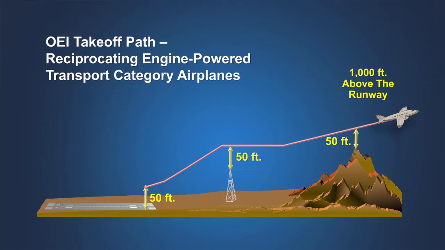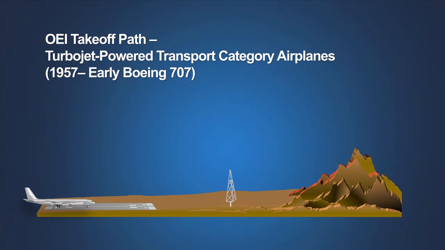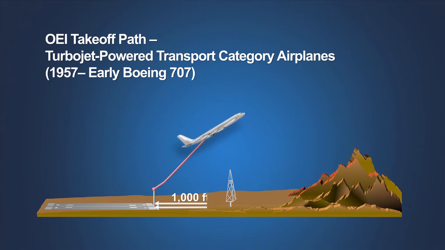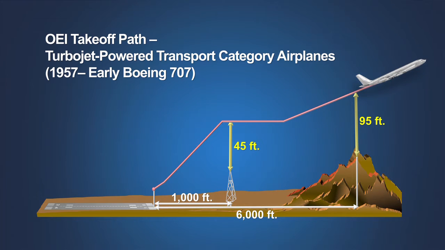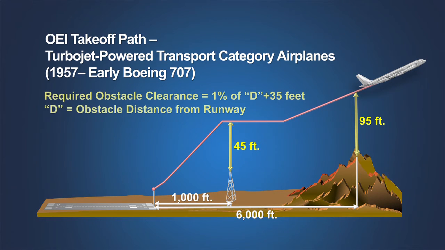In the 1950s, it was recognized that the 50 feet of obstacle clearance after an engine failure was not sufficient to support the new generation of jet airliners that were on the horizon. To provide adequate obstacle clearance for the new turbojet airplanes, the Air Carrier Operating Rules introduced for these new airplanes in 1957 provided an increasing margin of obstacle clearance as the airplane traveled further from the end of the runway. To provide this obstacle clearance margin, these new rules required that the takeoff path clear any obstacle by 1% of the obstacle's distance from the end of the runway plus 35 feet until the airplane was 1,000 feet above the runway. These rules proved cumbersome for operators to use and were quickly modified. As a result, they were applied only to early Boeing 707s.